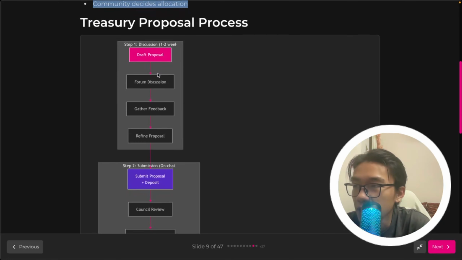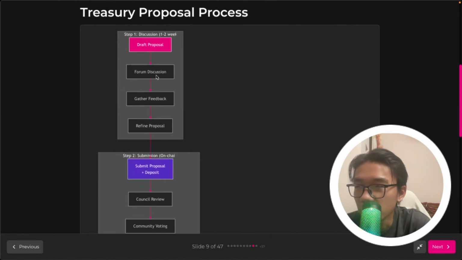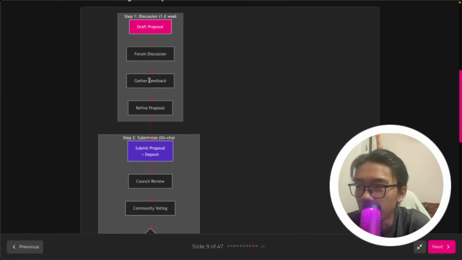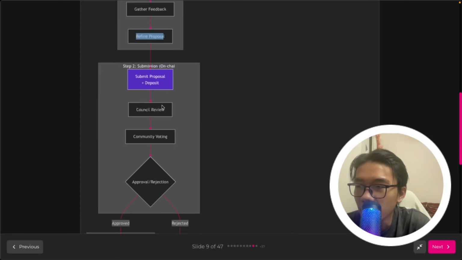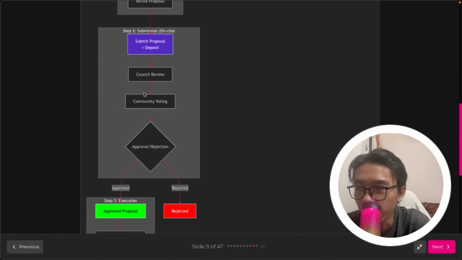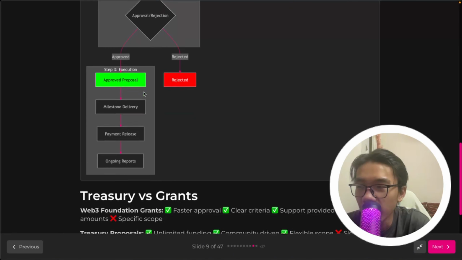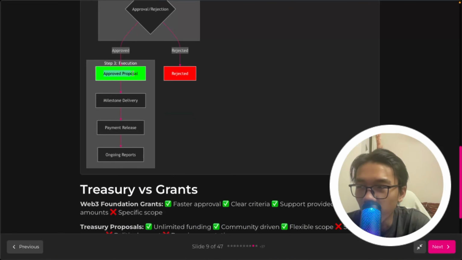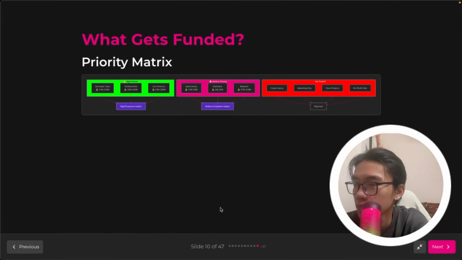Treasury proposal process. Step 1 would be discussions, around 1 or 2 weeks. Draft the proposal, forum discussions, gather feedback and refine the proposal. Step 2 would be the submission. Now you submit a proposal and deposit. It's going to go through the council's review, community voting, and then you're going to receive either approved proposal status or rejected. And it's going to execute the milestone delivery, payment release, and ongoing reports.